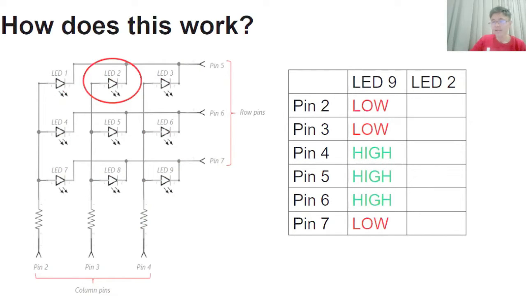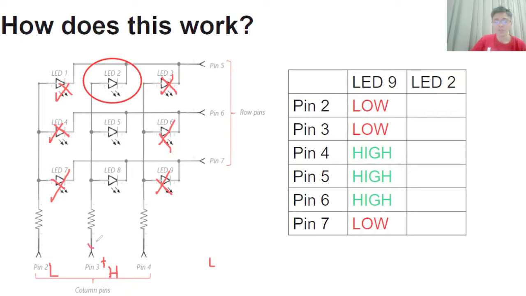Let me give you another example. If I want LED 2 to light up only, then first of all, I need to set pin 3 as the positive terminal, meaning it has to be high. Now, I do not want any of these LEDs to light up, so that means that pin 2 must be low, pin 4 must be low as well.